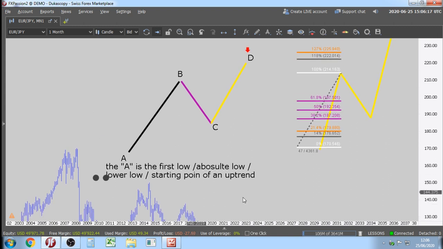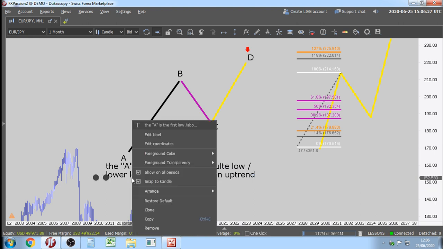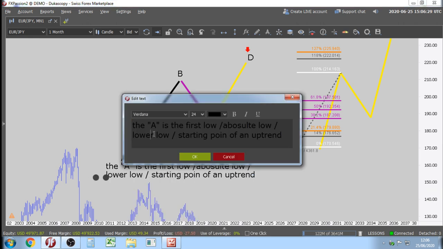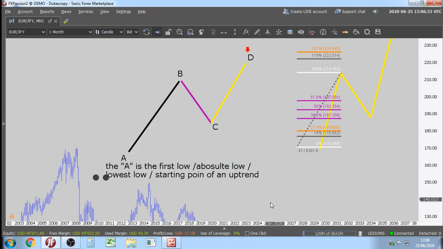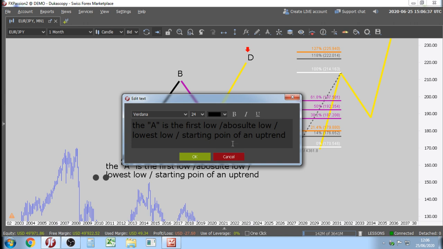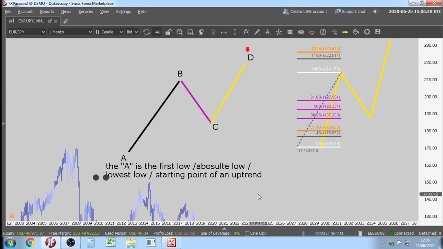It depends what you are going to analyze, but the A is the first low, or is the absolute low, or is the lower low, or maybe I say lowest low, right? Lowest, not lower, just lowest low, and it's a starting point of an uptrend.